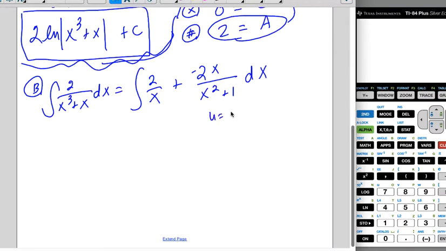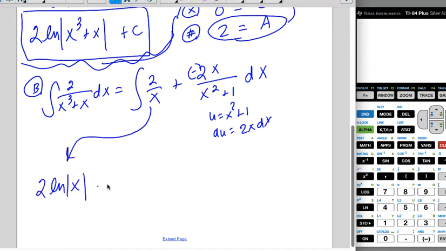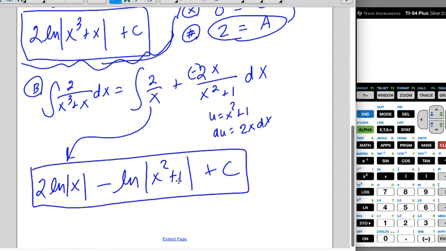Because if I had an x squared plus 1, my du would be 2x dx. So basically it's this exact thing but without the negative. So this is going to integrate to 2 natural log of the absolute value of x, minus the natural log of the absolute value of x squared plus 1, plus c. And that's fine. You don't need the absolute value on this one if you don't want it, because x squared plus 1 is always positive. You do need it on the x over here, right?